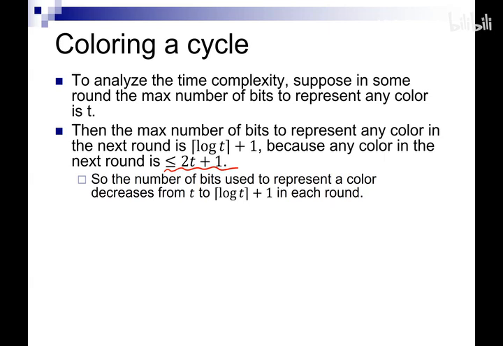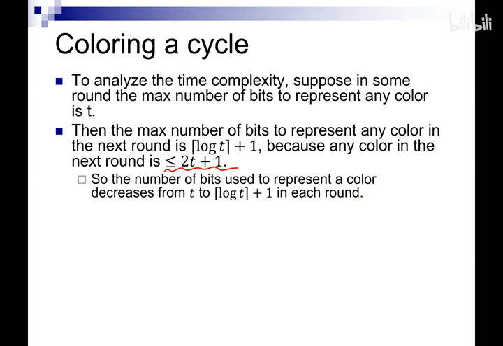Okay, because remember the way that we form the colors for the next round is that we're going to look for a digit where these two neighbors differ. Okay, where their colors differ. So that digit is going to be a number between 0 to T, because we have at most T digits here. So they differ in one of these digits between 0 to T.